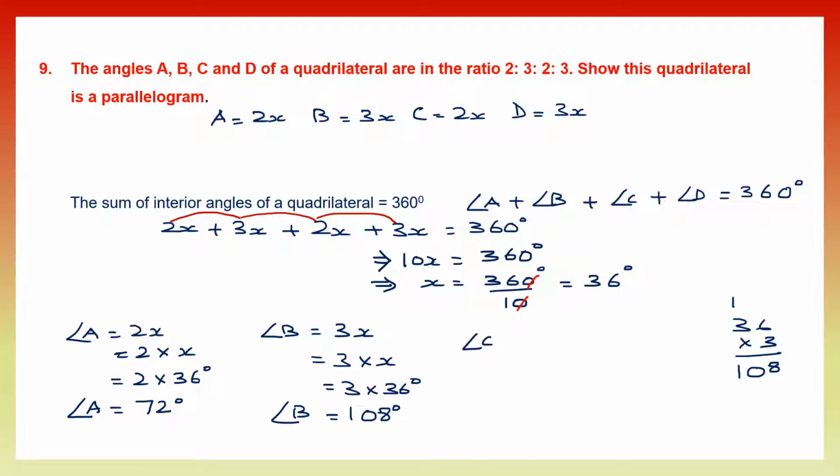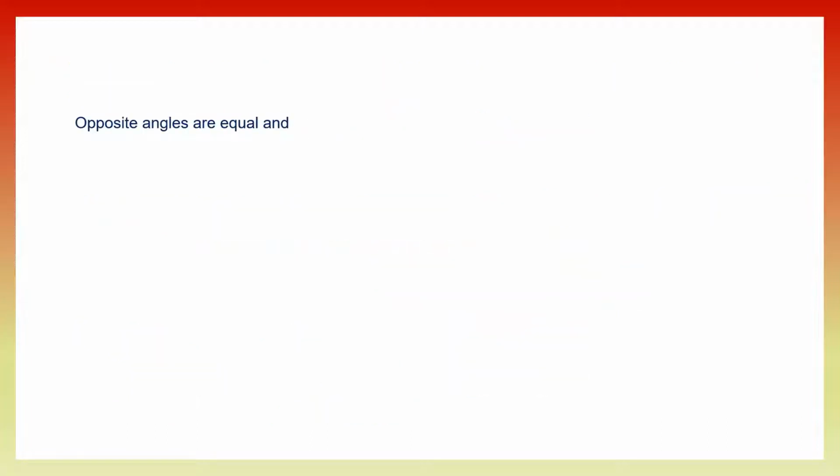Now angle C is also 2x just like A, so that is 72 degrees. And angle D is 3x just like angle B, so that is 108 degrees. Now we're going to use these values and find out if this quadrilateral is a parallelogram. So let's go ahead and see. Now opposite angles are equal. Are they equal? Let's find out. So we have angle A is 72 degrees, angle B is 108 degrees, angle C is 72 degrees and angle D is 108 degrees.